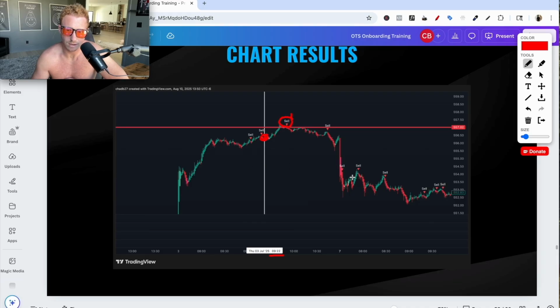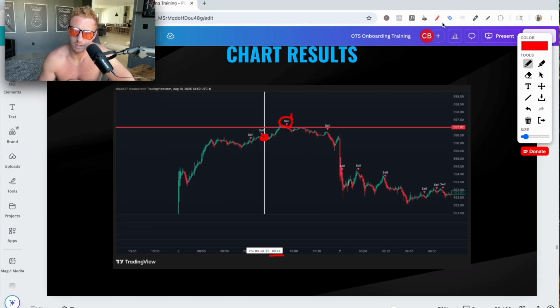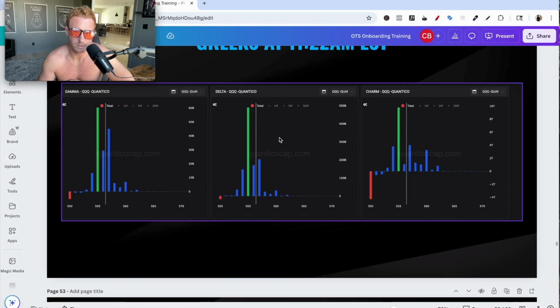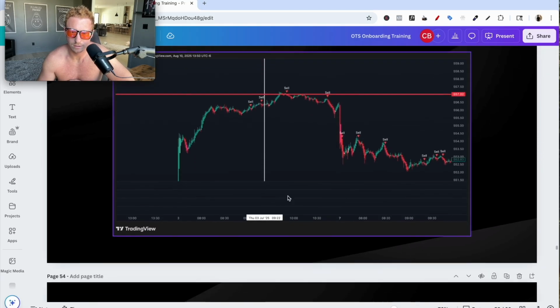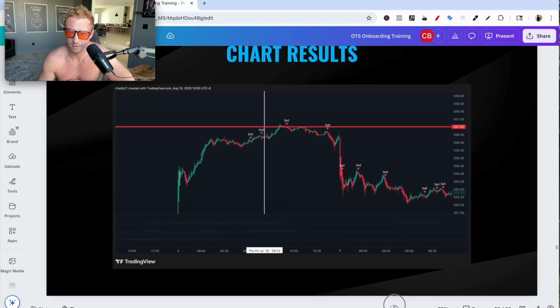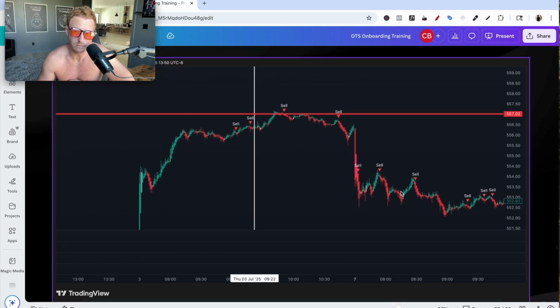As you can see, we absolutely tanked down, and we even could have just taken it. We really just want to take this back to that green gamma bar, which would have been 555. So if we go back to this, we want to see where's 555 and even 556.